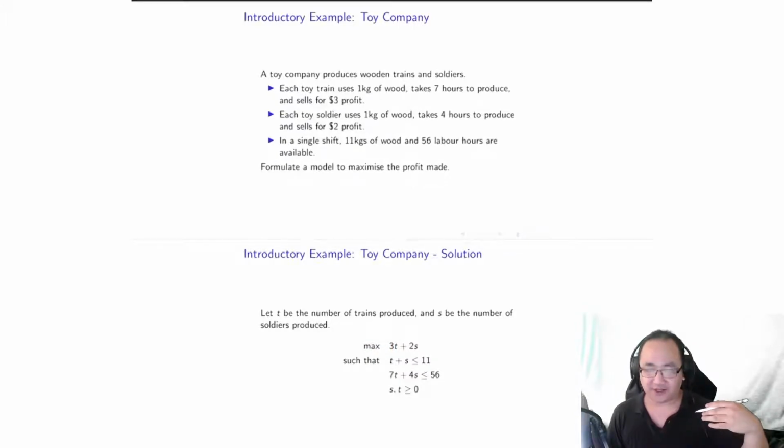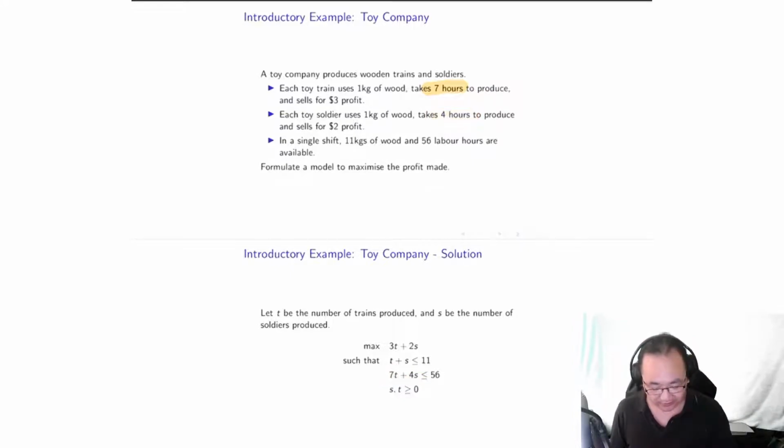In the more general version, the next question I've got written here is, where do the numbers in the example appear in the model? Say you've got 1 kilogram of wood here, but where are the ones in the model down here? Once again, we've got 7 hours to produce, we've got 4 hours to produce. We can see a 7 and a 4 here. So what does that tell you about that third equation?